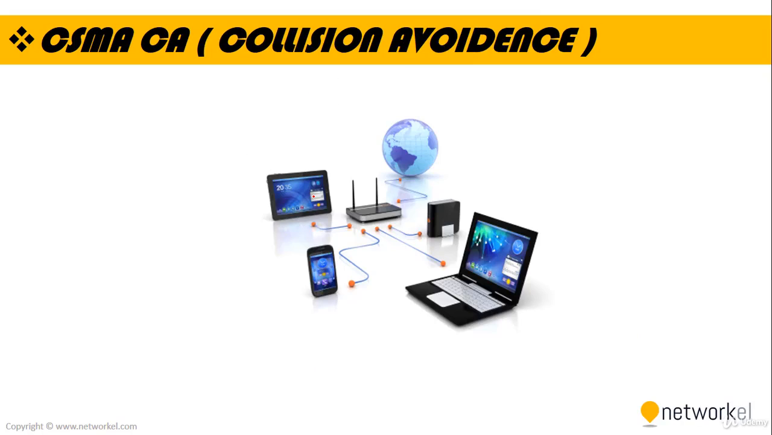CSMA-CA is used for avoiding collisions for wireless networks. Logic behind this is check media. If it is free, send a notification to use it and then send your data. And here is how it is going on. For example, if this tablet wants to send data to a wireless medium, it's checking the medium first. Then it's sending a notification to the medium saying that, hey guys, I'm gonna send the data. Then it's sending whatever it's gonna send.